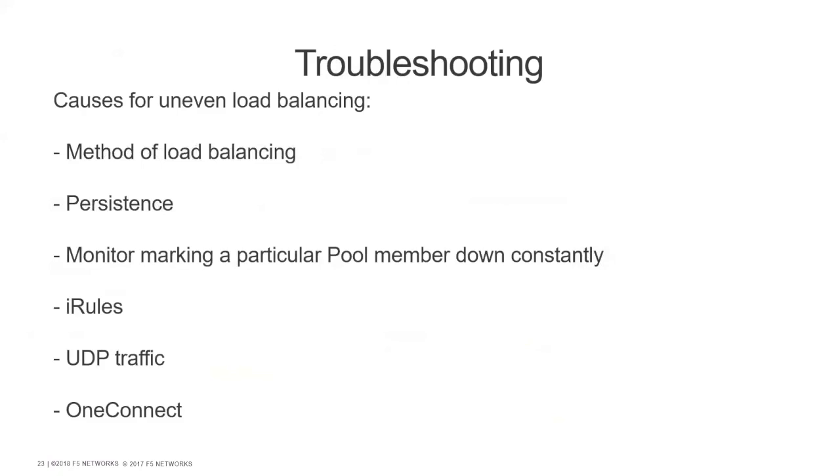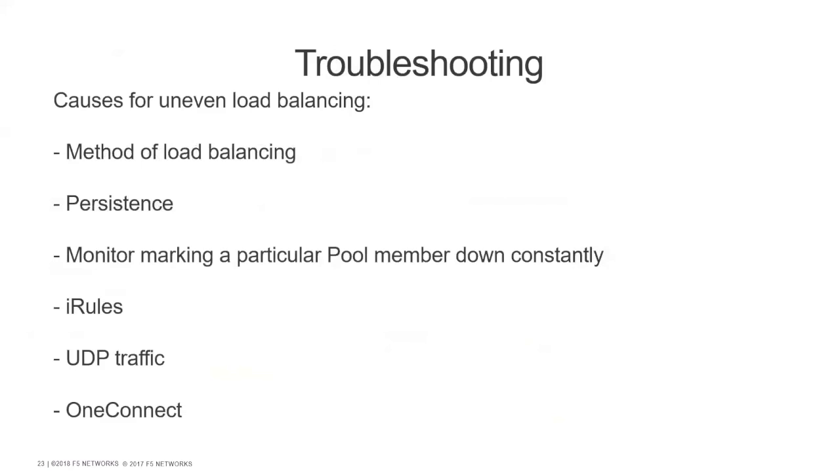It's as I was saying before. For example, if you have 3 pool members and you're using round robin, you're not using persistence, and everything goes to pool member A, then there is something wrong. So it's really important to understand that there are some things that make load balancing uneven.